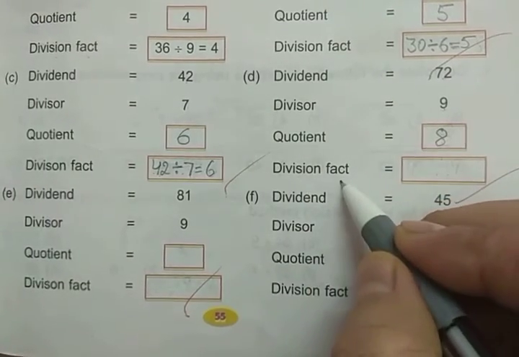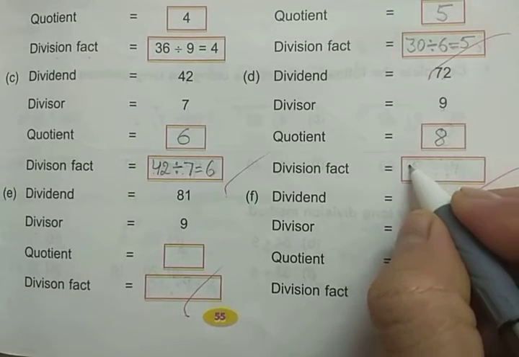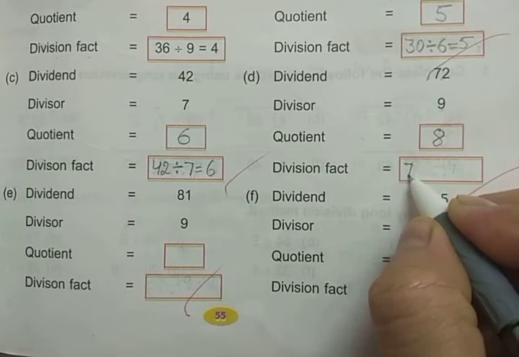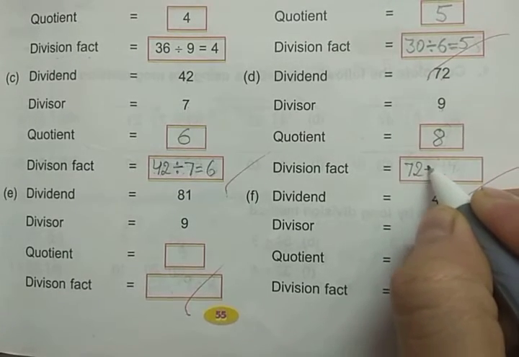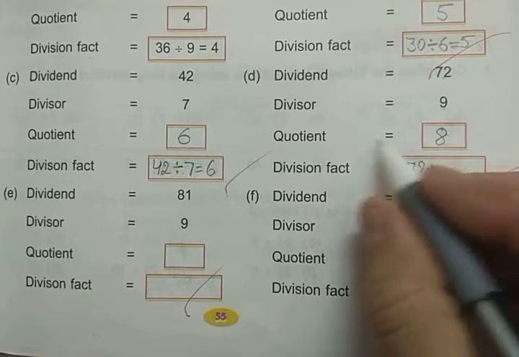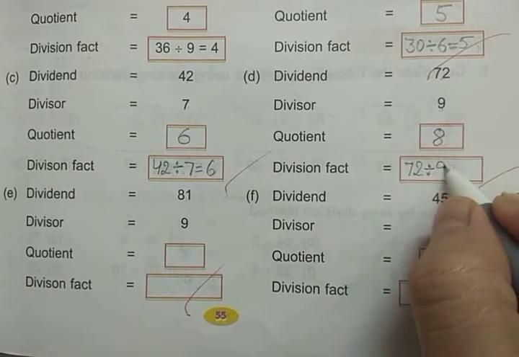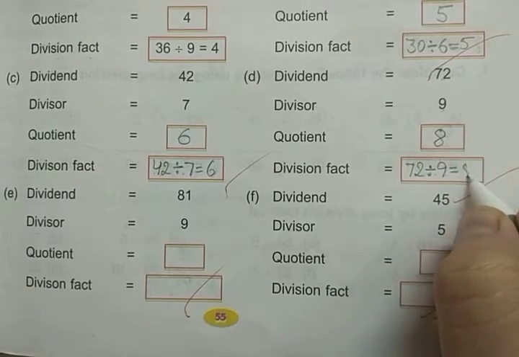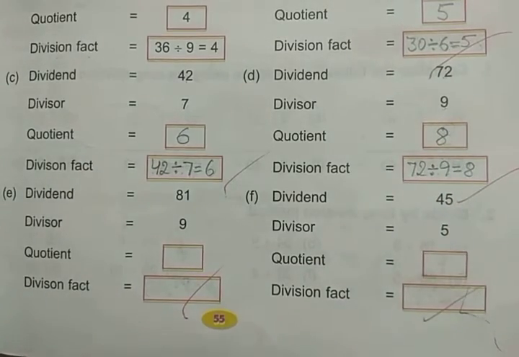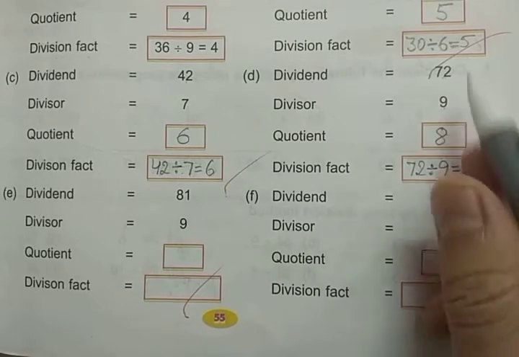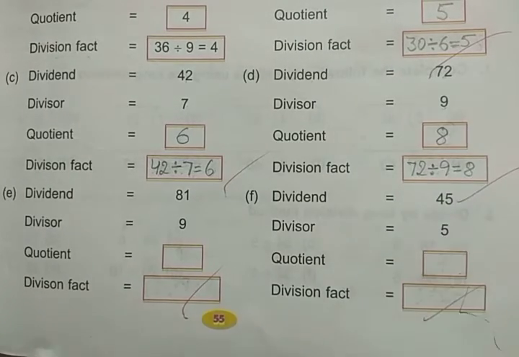Now the division fact. So 72. First of all we will write the dividend, then the symbol of division, then the divisor, and result is 8. 72 divided by 9 is equal to 8. This is the division fact.